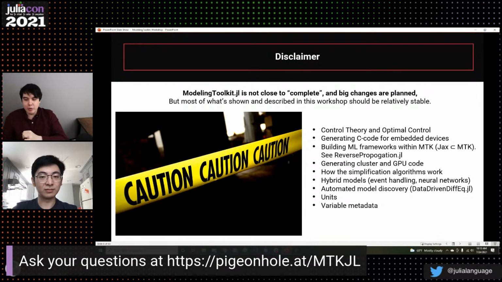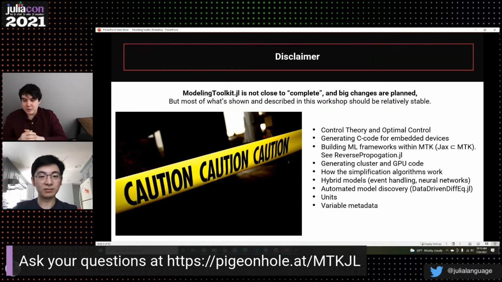Things like control theory and optimal control. A lot of people are interested in this. We won't be touching on exactly how you do control theory today, but that'll be a great topic to follow up with. How do you generate C code for embedded devices? How do you build an ML framework within Modeling Toolkit? I can give you the short version on how you could just build Jax in Modeling Toolkit as a one-month project, but see reverse propagation.jl. This talk will not be about how you do that.